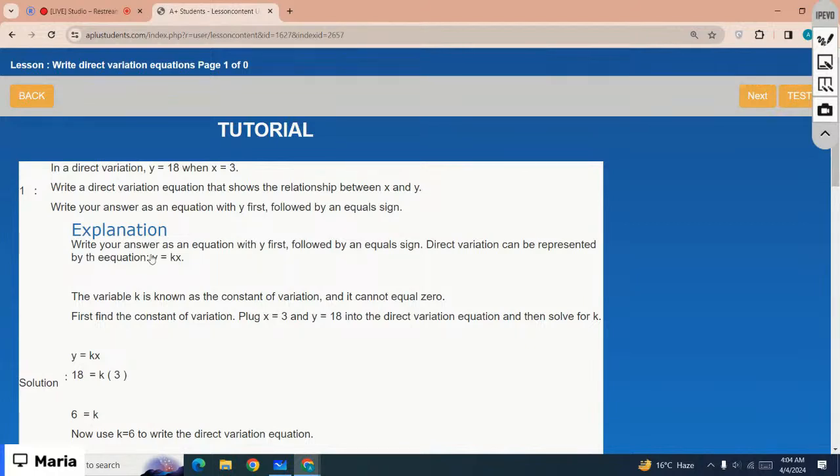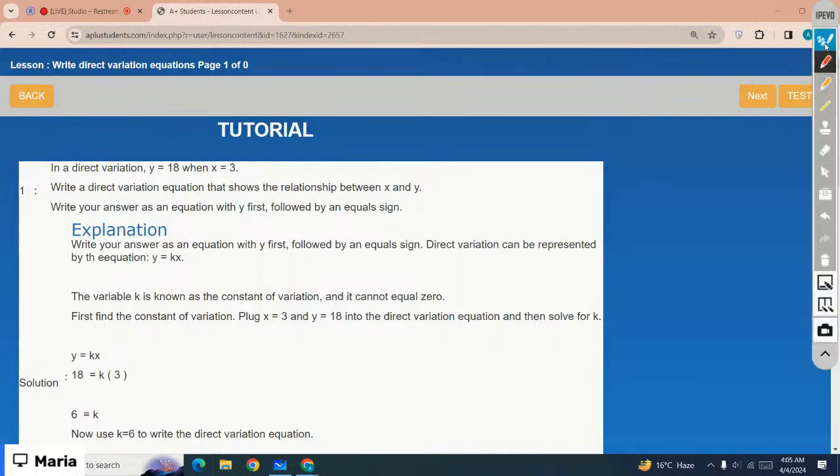So you are given an example. Let's just start with an example. In a direct variation, y equals 18 when x equals 3. Write a direct variation equation that shows the relationship between x and y. Write your answer as an equation with y first followed by an equal sign. So when we have to write down the equation in this form, we can follow the format that is y equals kx. So y is 18, you have 18 equals k times 3 because x is 3. You need to find the value of k, so that is k equals 6.